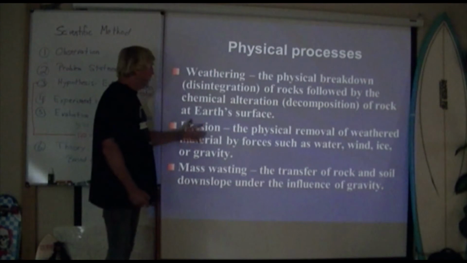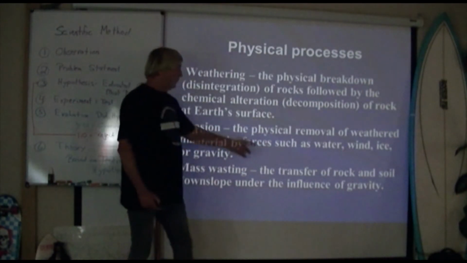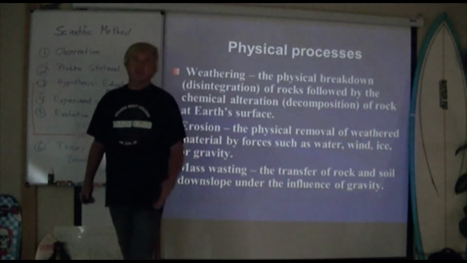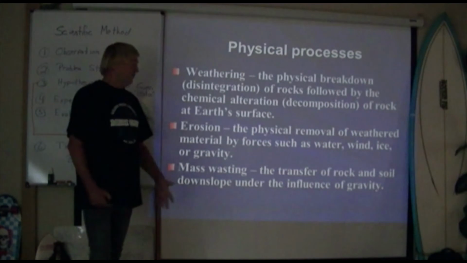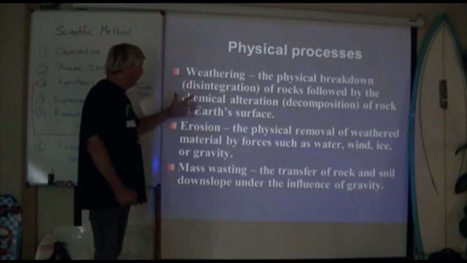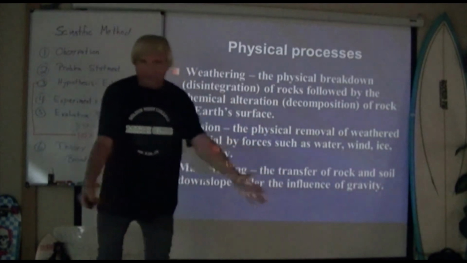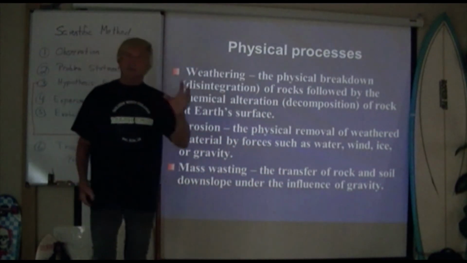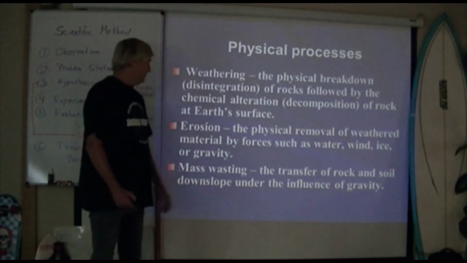Erosion is the physical removal of weathered material by either water, wind, ice, or a combination of those things. So erosion and weathering are completely different. You have to have weathering before you can have erosion. You can't erode an entire mountain range. You have to take those components in that mountain range, those rocks, and break them down to smaller pieces.